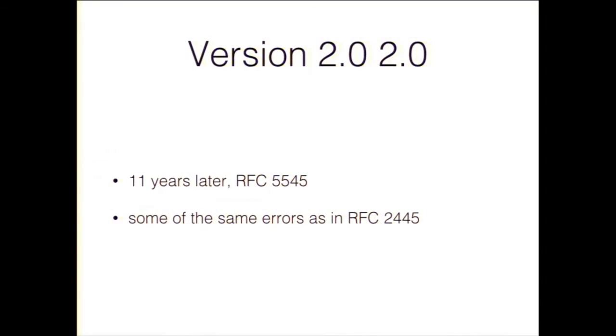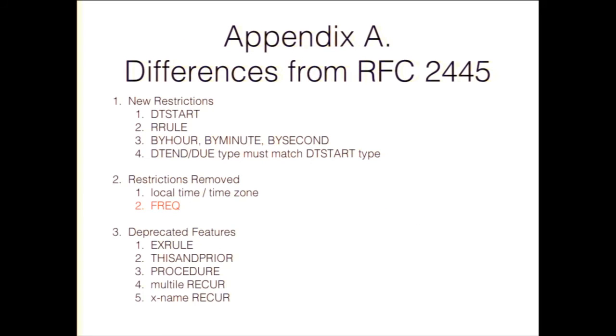So, version 2.0. This is RFC 5545. When they came out with it, they did not change the version number. So, that's brilliant. This is 11 years later. It's got some of the same errors as found in the original RFC, mainly, but it does have an appendix which lists changes.